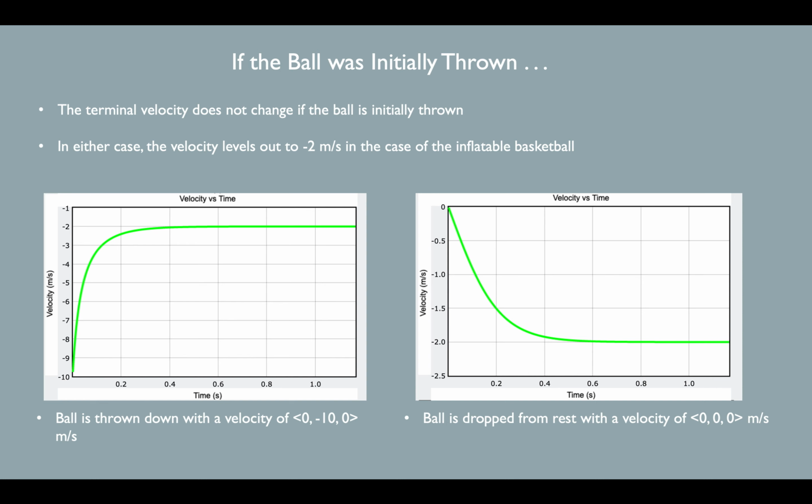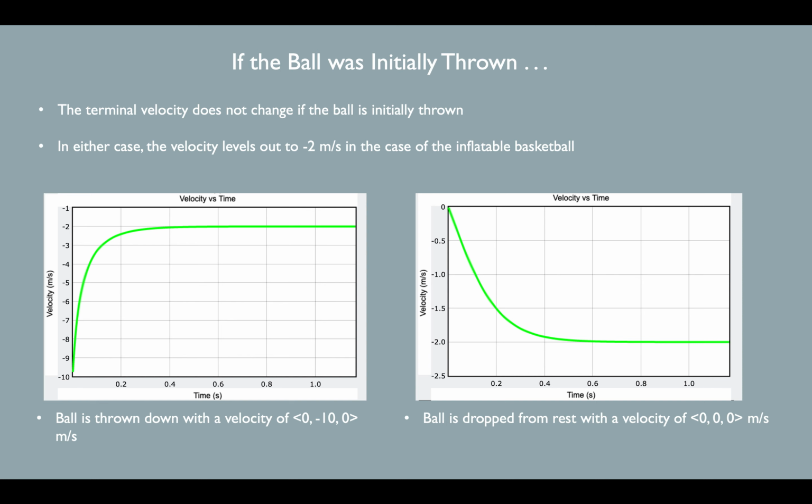It's important to note that the terminal velocity will not change if the ball is initially thrown. The ball will reach terminal velocity faster than if it was dropped, as shown by the data from a computational model. However, in both scenarios, the velocity levels out to negative 2 meters per second.